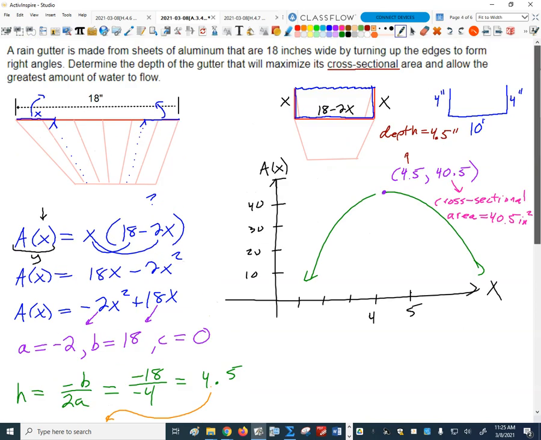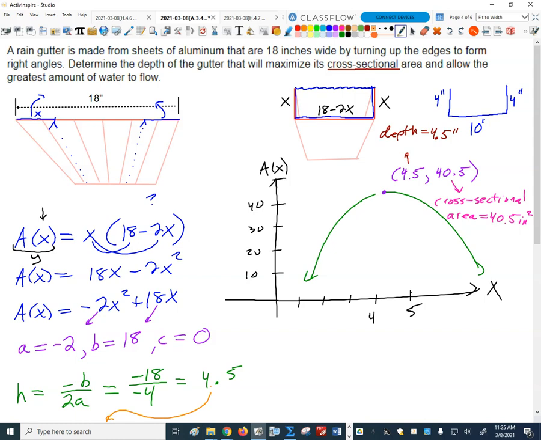The question didn't ask for that. It just wanted to know what's going to be the depth of the gutter that's going to maximize the cross-sectional area. So there it is. It's 4.5. We got it, right? It's just going to be the x coordinate of that vertex. That's pretty cool. How else are you going to do that problem, right?